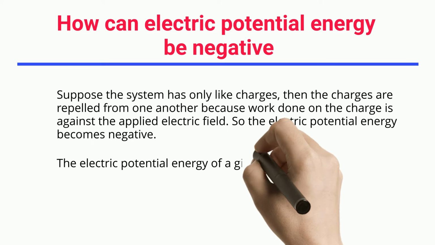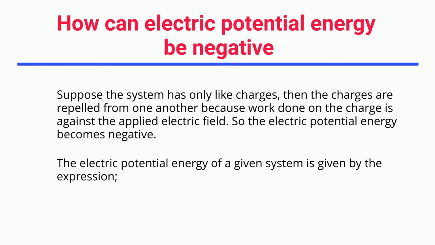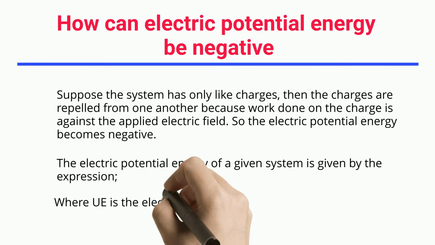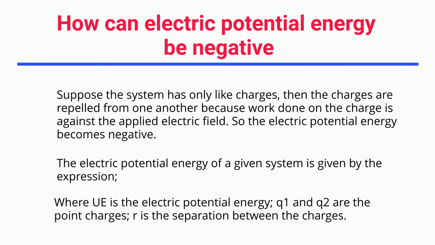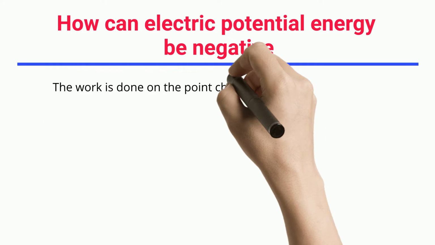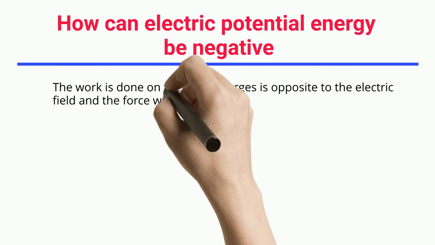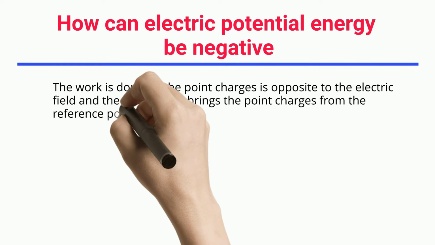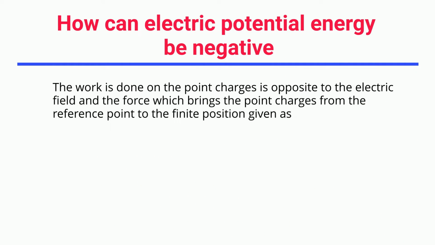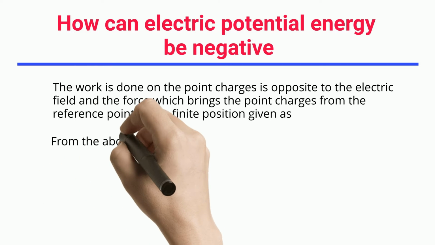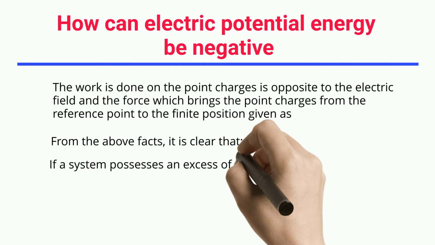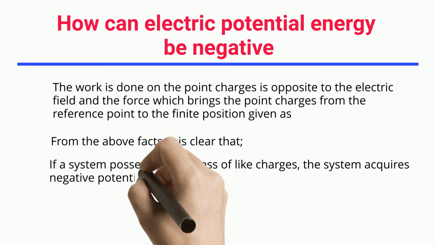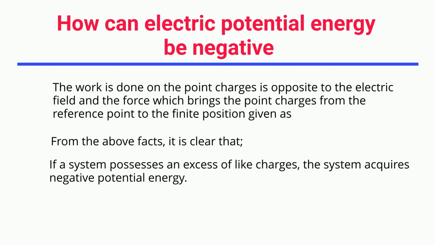The electric potential energy of a given system is given by the expression where UE is the electric potential energy, Q1 and Q2 are the point charges, R is the separation between the charges. The work done on the point charges is opposite to the electric field, and the force which brings the point charges from the reference point to the finite position is given as follows. From the above facts, it is clear that if a system possesses an excess of like charges, the system acquires negative potential energy.